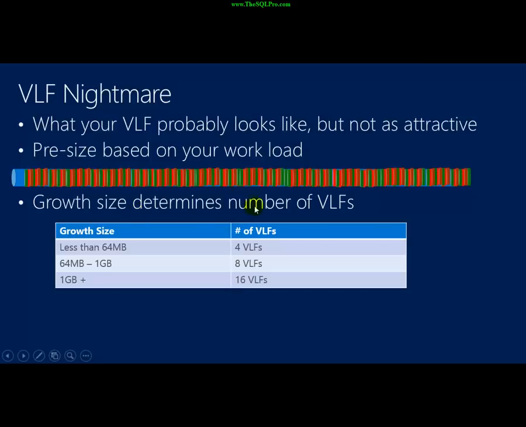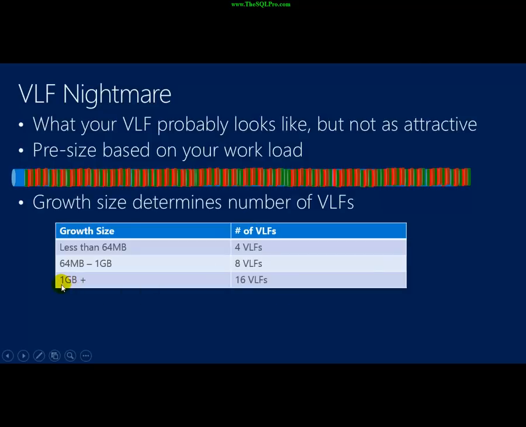So if you grow your transaction log by 64 megs, then you're going to have 4 VLFs. If you grow between 64 megs and 1 gig, you're going to have 8 VLFs for that section. If you grow by more than a gig, you're going to have 16 VLFs. So let's say that you have a 10 gig transaction log file, and you've grown it in increments of 1 gig. That means you're going to have 160 VLFs at the end of creating that transaction log file.